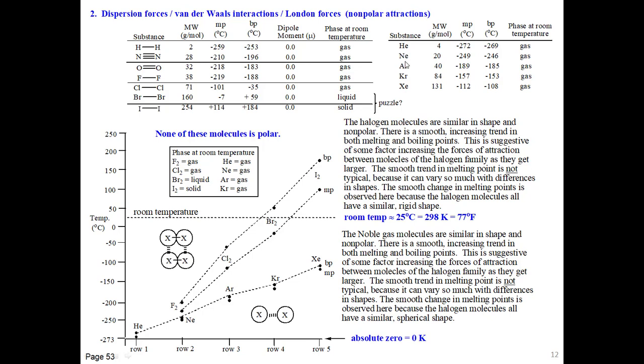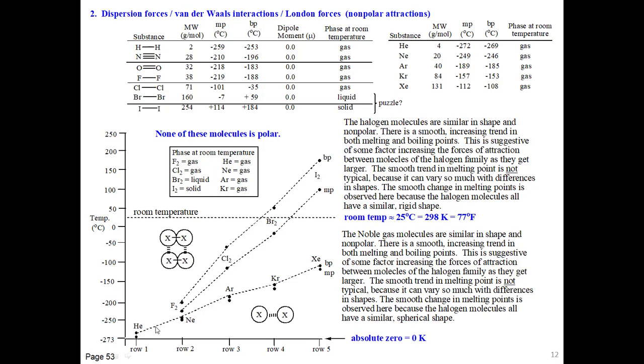And so remember, the more we go down in a column, the bigger the atom, the more distortable the electrons, and the stronger the dispersion forces should be. So if we came down here, I have the actual boiling points and melting points here, but if we came down here and looked at the plot, helium is very low, almost at absolute zero. Helium boils at minus 269. Absolute zero is minus 273. So this is almost absolute zero.